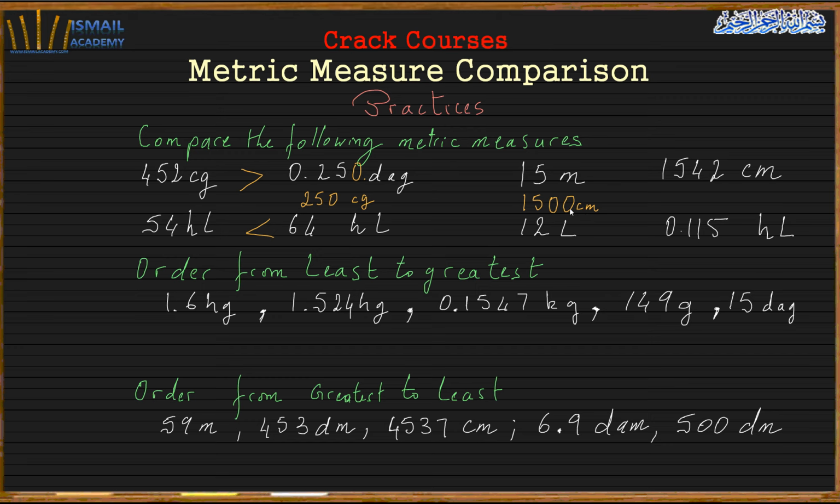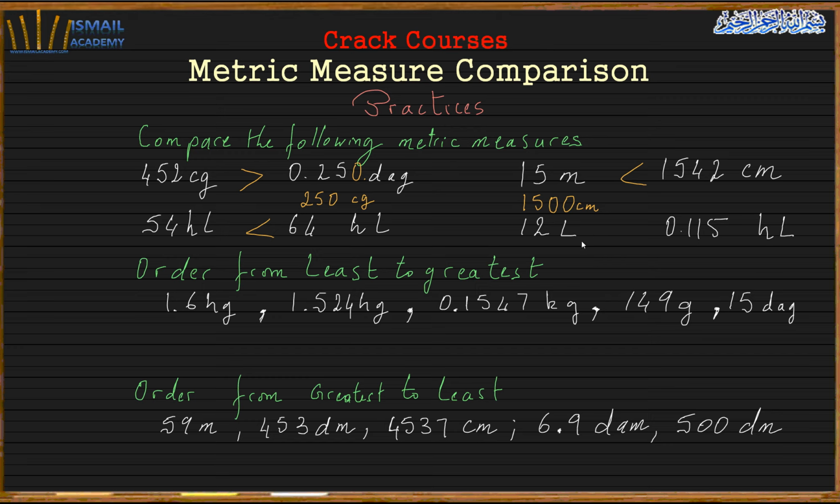Now I compare those two because the unit measures are the same. The 1000 and the 1000 are equal, the 100 and the 100 are equal. This is the tens, this is 0, this is 4, which is greater. That means this value is less than that one. So 15 meter is less than 1542 centimeter.